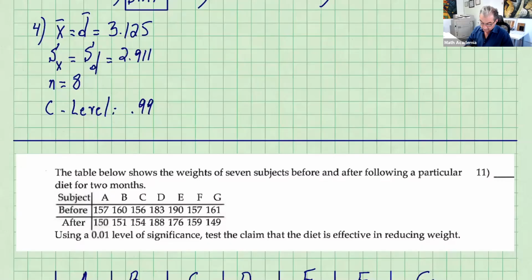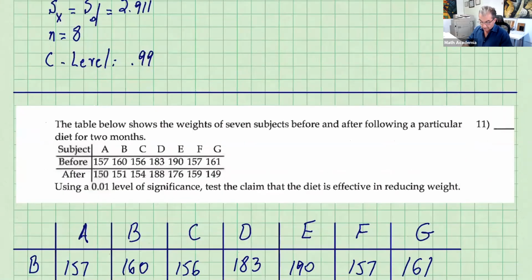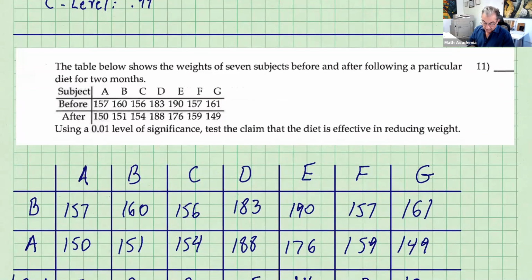I have one more example here. The table below shows the weights of 7 subjects. Let me bring it up first. All right, let's go over this. So again, the table below shows the weight of 7 subjects before and after following a particular diet for 2 months. So we have that.